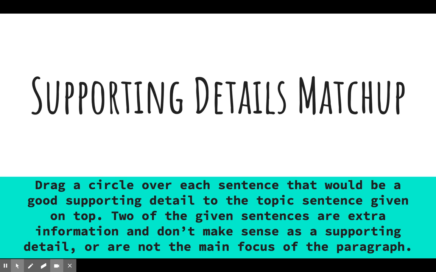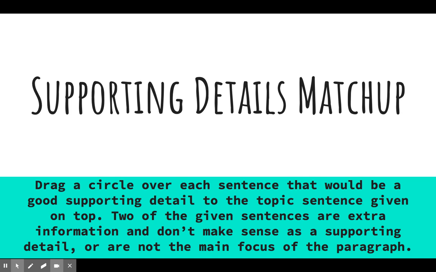So there are going to be 4 slides. Up at the top of each slide, there is a topic sentence, and then there are 5 supporting details or 5 sentences that are given to you. There's also, you will see a little light pink or light purple circle at the bottom left-hand corner of the slide. There are actually 4 of those circles stacked on top of each other.